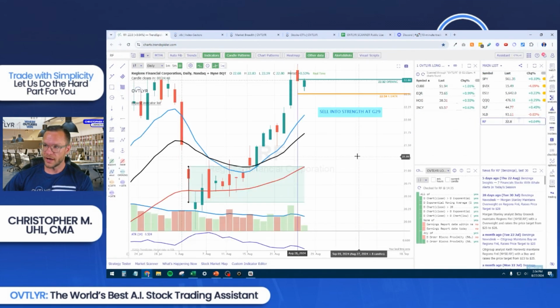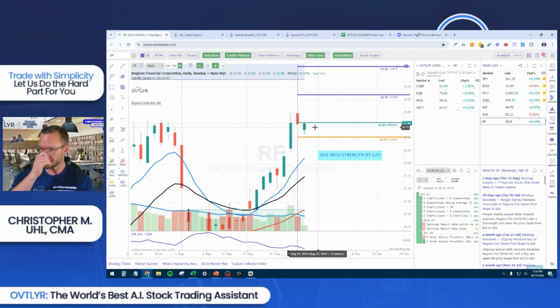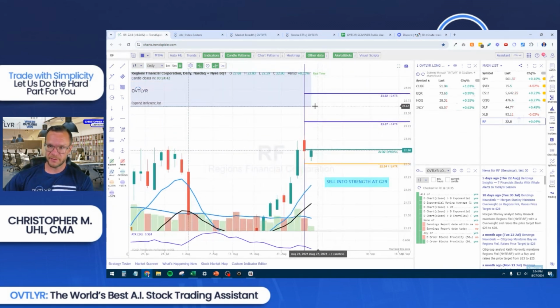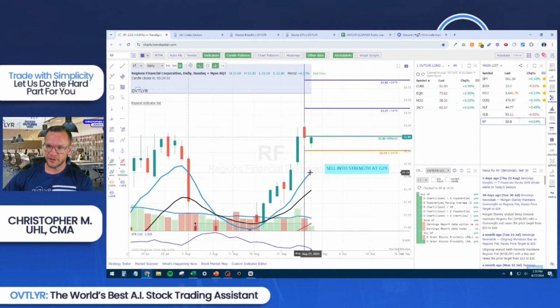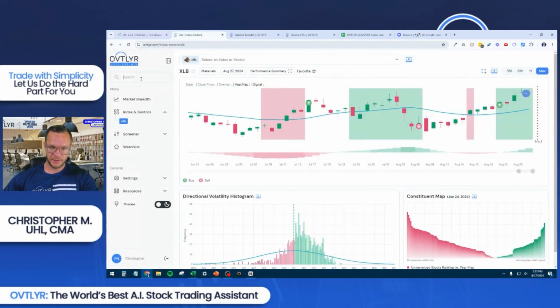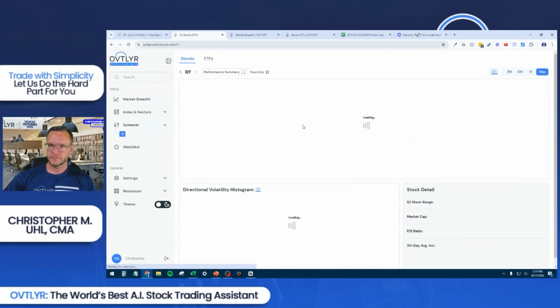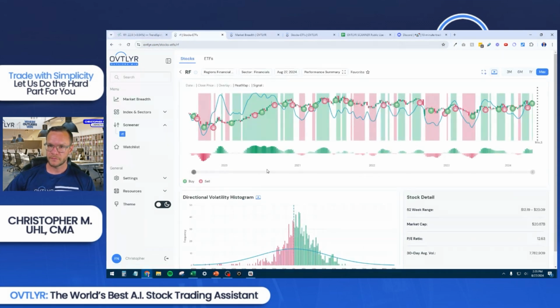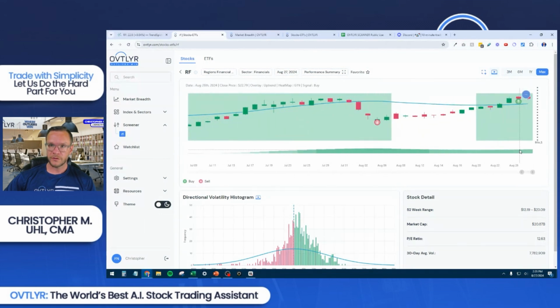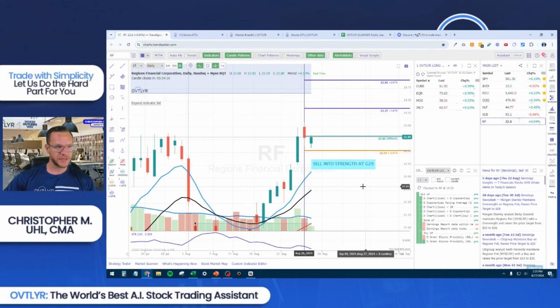Let's go to RF, Regions Financial. We just put this one on yesterday. Still in the strength at G29. No order block. Well, there's an order block up here, but it's got about $1 to go to get there, which would be great. I'd love to see that. Not below the half ATR, not below yesterday's low. Let's go check out the heat map. Went from G19 yesterday to G20 today. Looking to get out at G29, which is that 10-point spread.